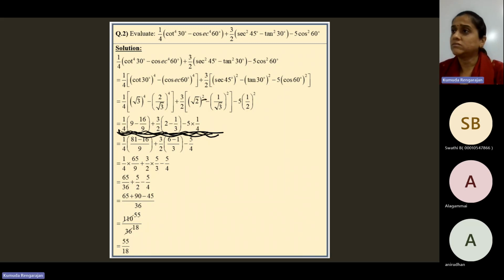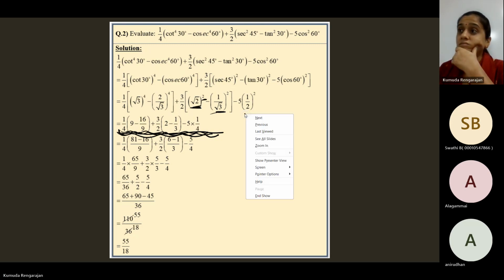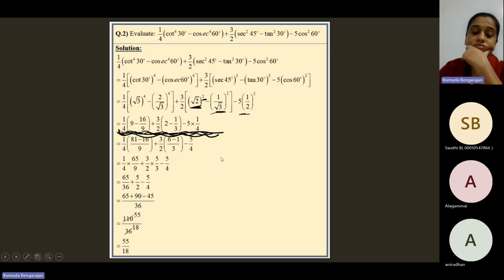The square arm. What did you write? 4? Oh, this one you wrote 1/2 the whole square. This one. Oh.